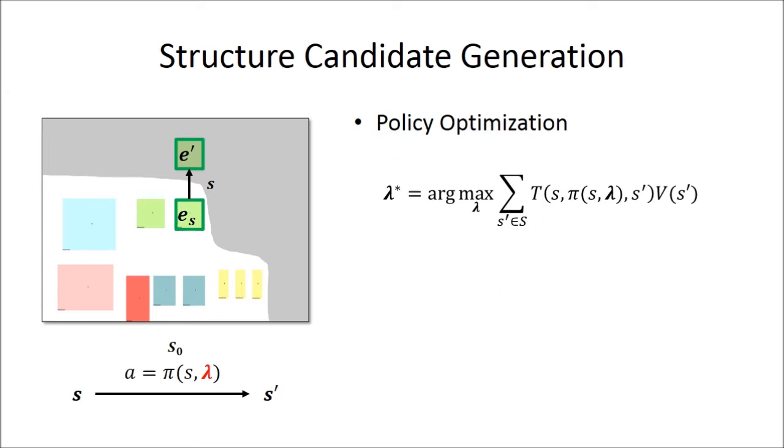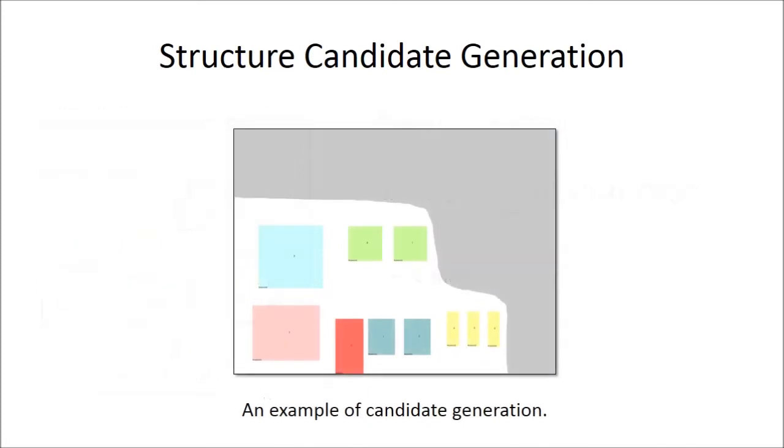We formulate the setting of the parameters as a policy optimization problem. For each facade, we compute the optimal parameters using a genetic algorithm. Here is an example of candidate generation.